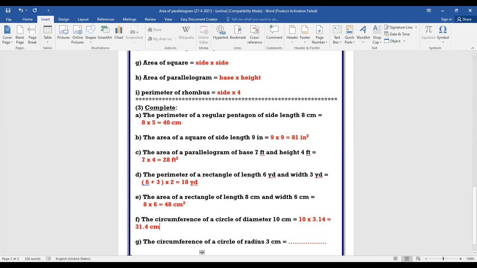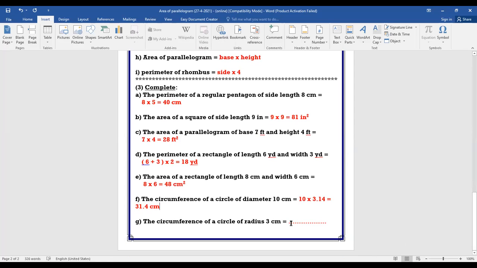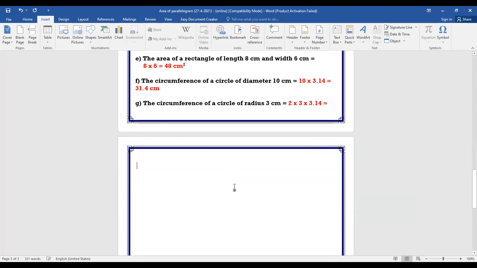Okay, circumference of a circle and we have radius 3. Mr. Can I answer? Okay. 2 multiplied by radius 3, multiplied by 3.14. 2 multiplied by 3 equals 6. 6 multiplied by 3.14. We'll do it here.